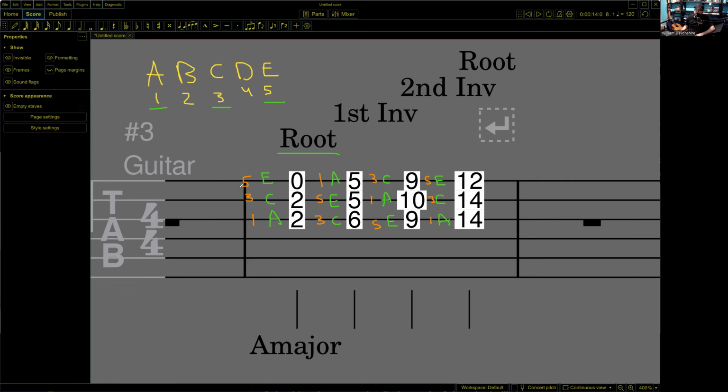Okay, so 1, 3, 5 is root position. 3, 5, 1 is first inversion, and then 5, 1, 3 is second inversion, and then 1, 3, 5 again is root position again. The reason why this is good is because then you can play the A major chord in different areas of the guitar.